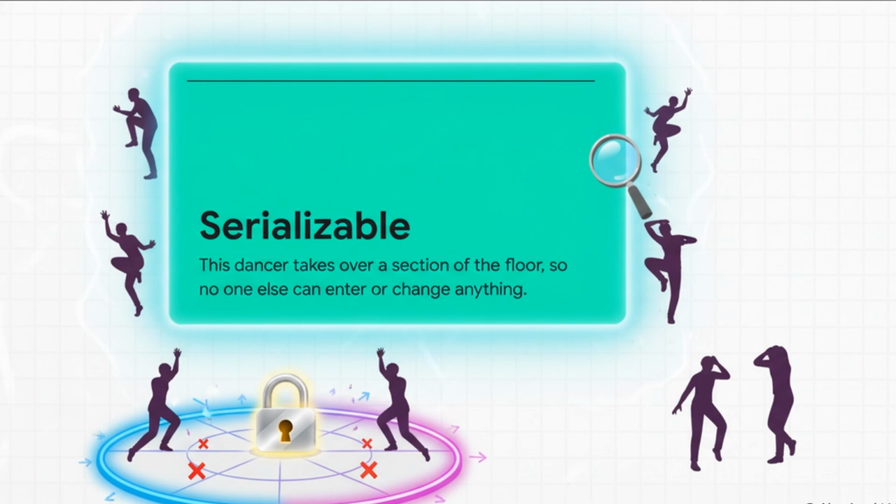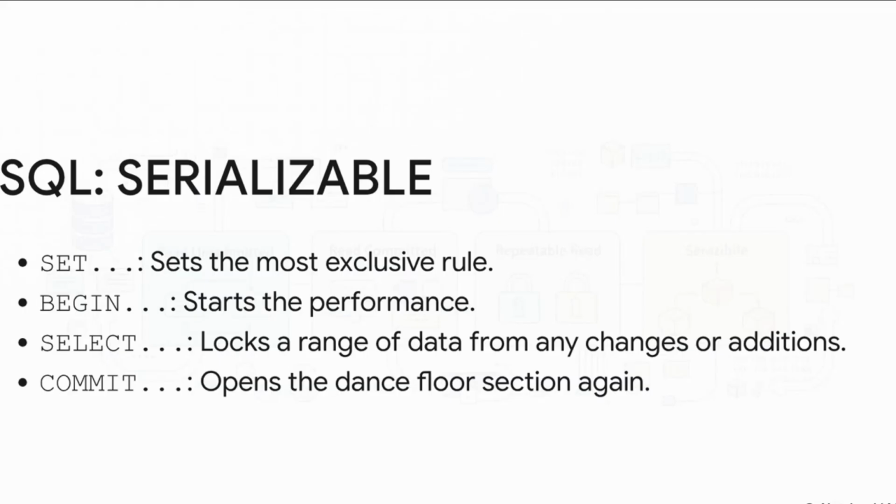It's a total lockdown. So the serializable level cranks locking up to the max. It uses something called a range lock. This not only locks the rows that are already there, but it also prevents any new rows from being added that would fit into that range. This is how you stop a weird phenomenon called phantom reads. You know, where new dancers seem to just appear out of thin air in your section of the floor. This is the ultimate guarantee of a stable, unchanging view of the data.